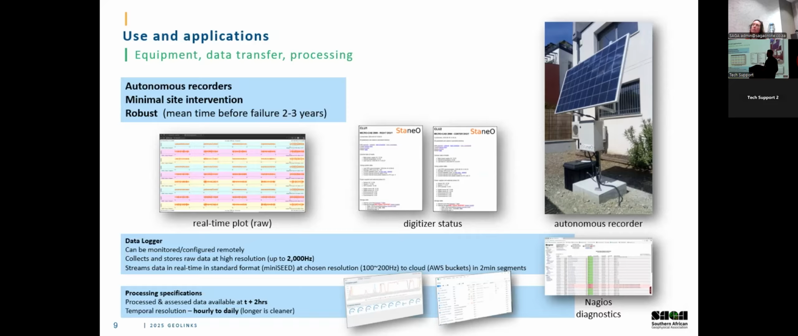Typically, we like to do it daily because the geophysics listening longer allows you to stack data and give you a more stable signal to work with.